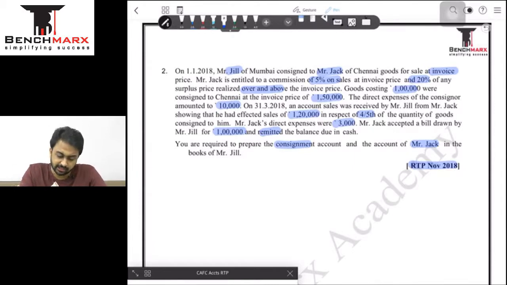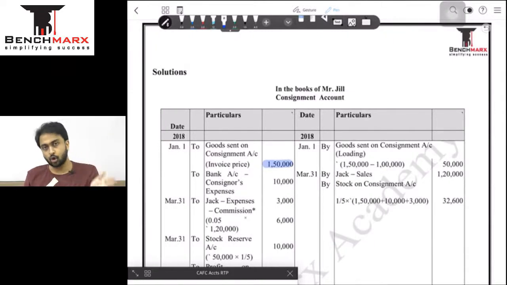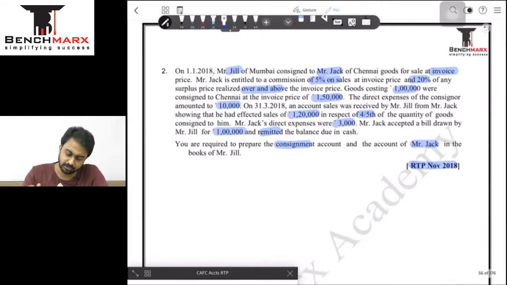We start by sending the goods at invoice price. So consignment account debit to goods sent on consignment is going to be at invoice price 1,50,000. The minute I post 1,50,000 as the invoice price, go on the opposite side and we reverse the loading content, that is by goods sent on consignment. Loading content is 50,000, that is 1,50,000 invoice price minus 1 lakh being the cost. 50 is the loading content, normal. Now we have done this many times in our sums. Commission we will compute later.